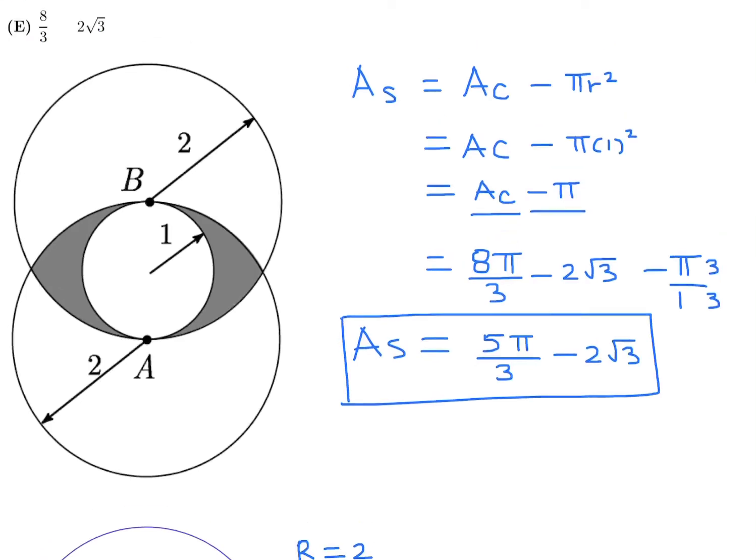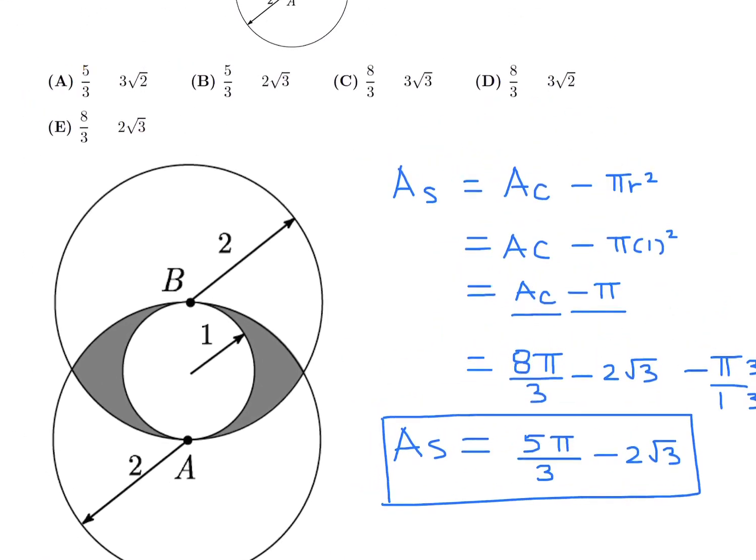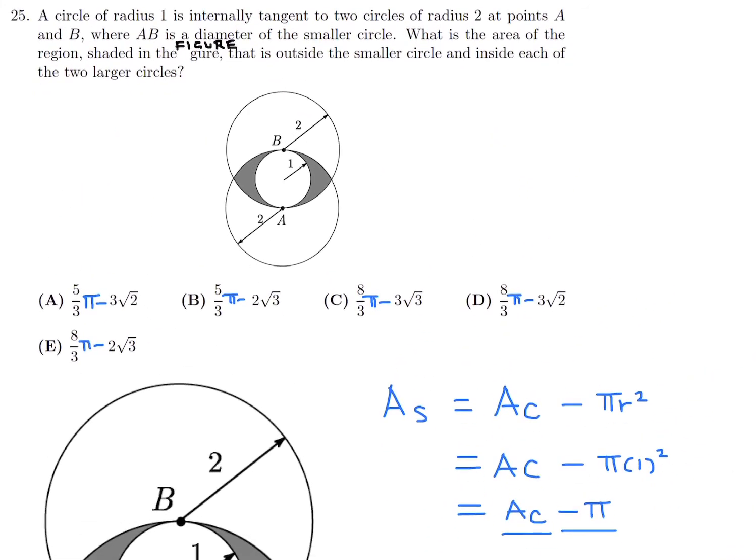And let's see the answer choices. 5 pi divided by 3 minus 2 root 3 for number 25 is answer choice B.